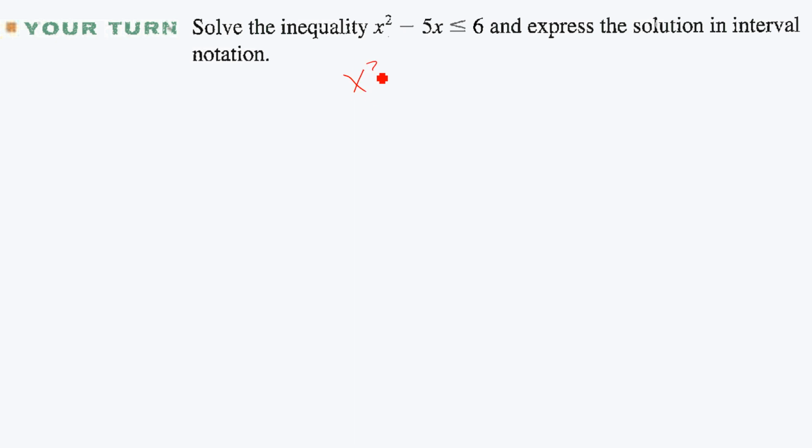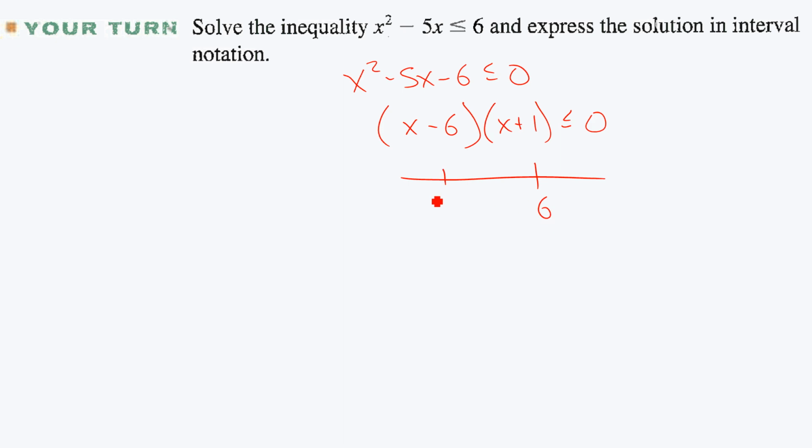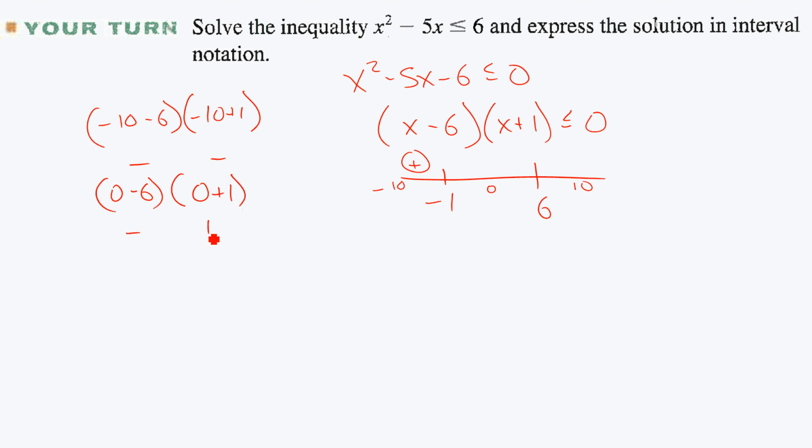Hopefully we got x squared minus 5x minus 6. After that, we're going to say x minus 6, x plus 1. 6 and negative 1 are our numbers. Let's use 0, let's use 10, let's use negative 10 as our test. So negative 10 minus 6, negative 10 plus 1, negative and a negative, positive. 0 minus 6, 0 plus 1, negative and a positive. And we'll say 10 minus 6, 10 plus 1, that's positive, a positive.